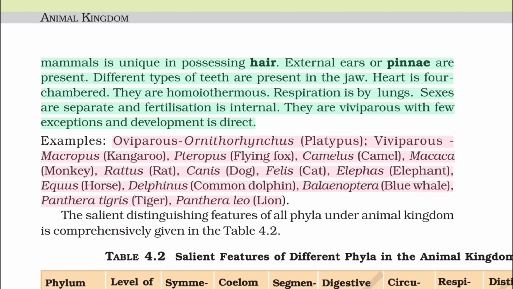Heart is four-chambered. They are homeothermous. Respiration is by lungs. Sexes are separate and fertilization is internal. They are viviparous with few exceptions and development is direct. Examples: oviparous Ornithorhynchus, platypus; viviparous Macropus, kangaroo; Pteropus, flying fox; Camelus, camel; Macaca, monkey; Rattus, rat; Canis, dog; Felis, cat; Elephas, elephant; Equus, horse; Delphinus, common dolphin; Balaenoptera, blue whale; Panthera tigris, tiger; Panthera leo, lion. The salient distinguishing features of all phyla under animal kingdom is comprehensively given in the table 4.2.